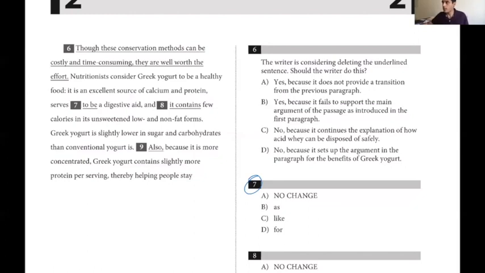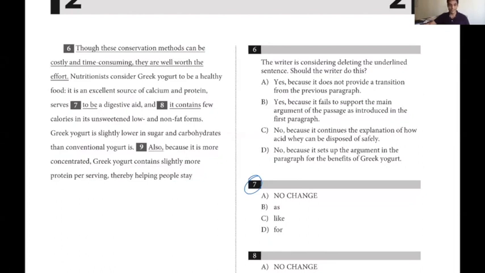All right, another 10 seconds. 9, 8, 7, 6, 5, 4, 3, 2, 1. Okay, can you write down in chat, what is this question testing?